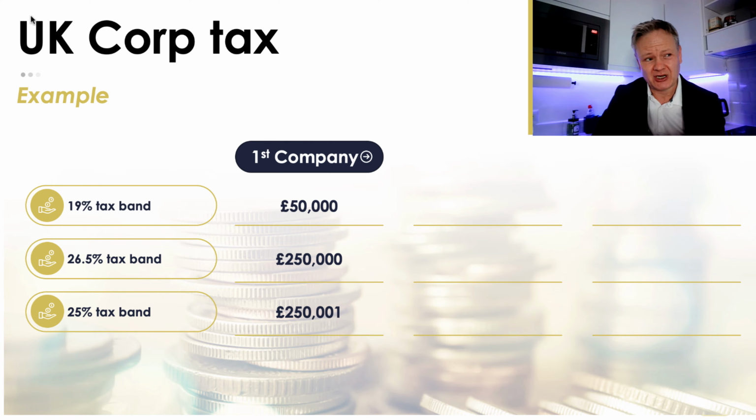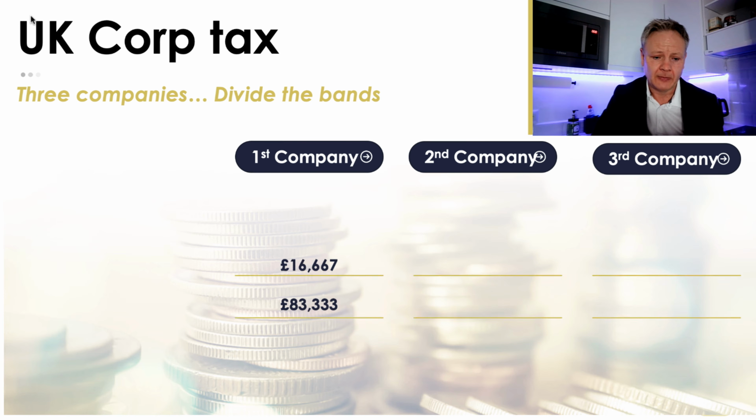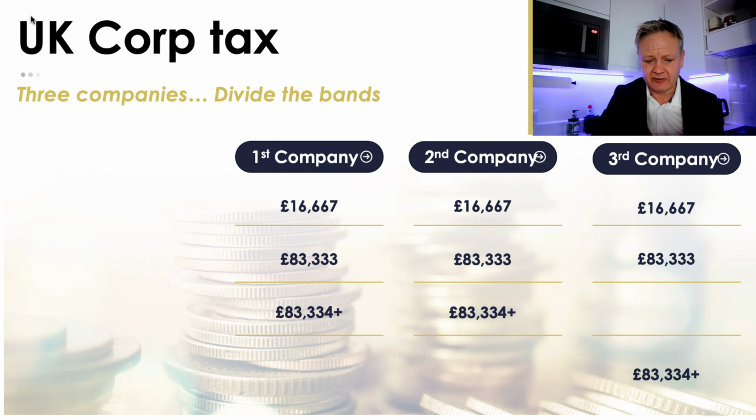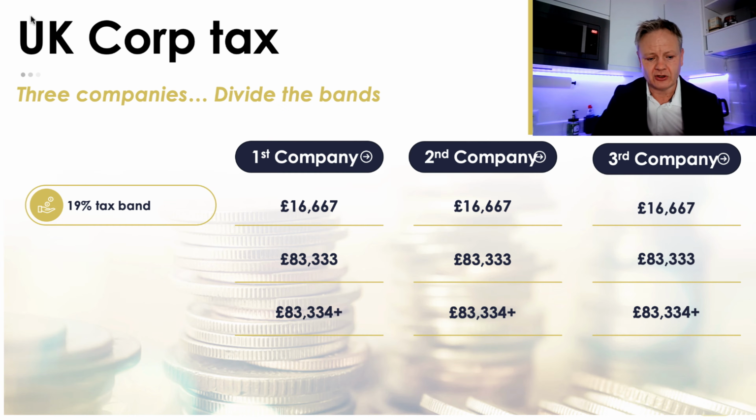Okay, so I'm trying to help you to work this out, and then work with your accountants, tax advisors, or if you are an accountant, to be more aware of what's going to happen. In the future, those tax bands are going to be very, very different. So you've got the 19% tax band. What you'll notice is that we're dividing that £50,000 by those 3 companies. So if you've got 3 companies, as an example, you may have a different number of companies.